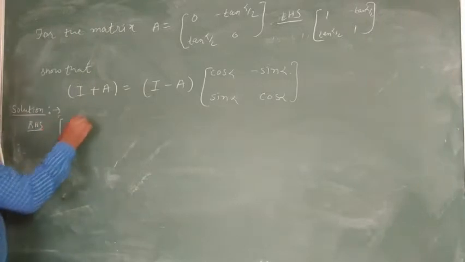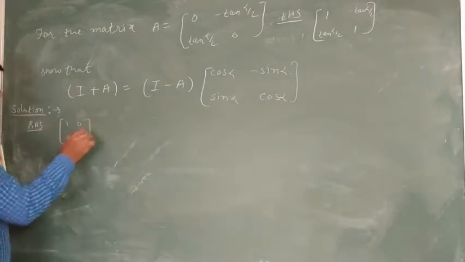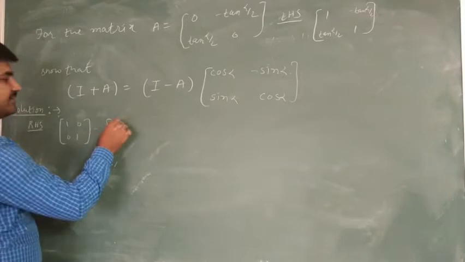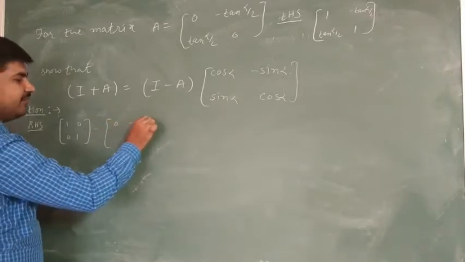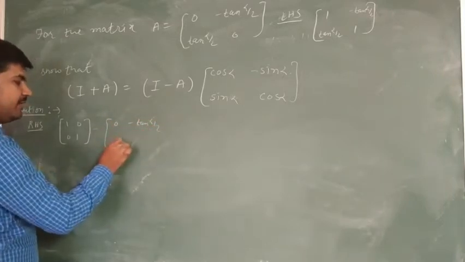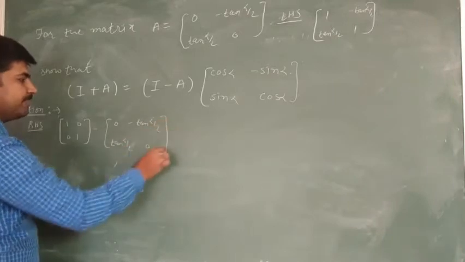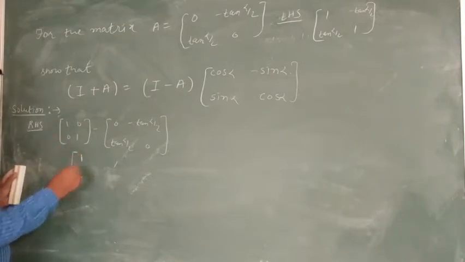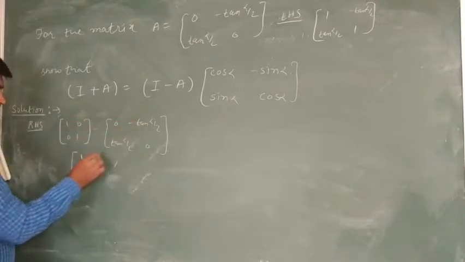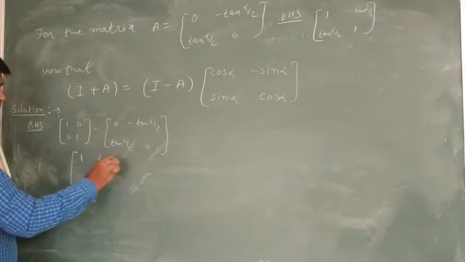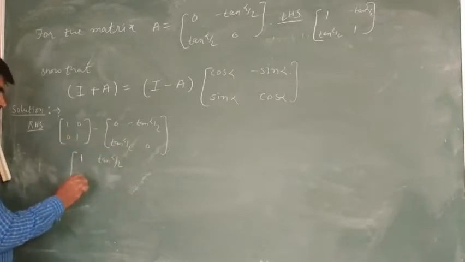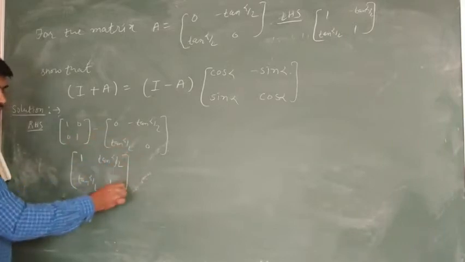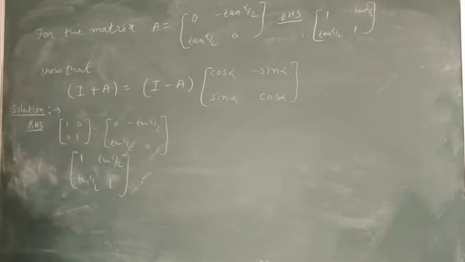See, students, I is [1, 0; 0, 1] minus A, which is [0, minus tan alpha upon 2; tan alpha upon 2, 0]. This minus this one, obviously the element is 1, then 0 minus this one gives plus tan alpha upon 2, 0 minus this one gives minus tan alpha upon 2, and 1 minus 0 is equal to 1. That is what I wrote here. So this is how we have got the value of I minus A.